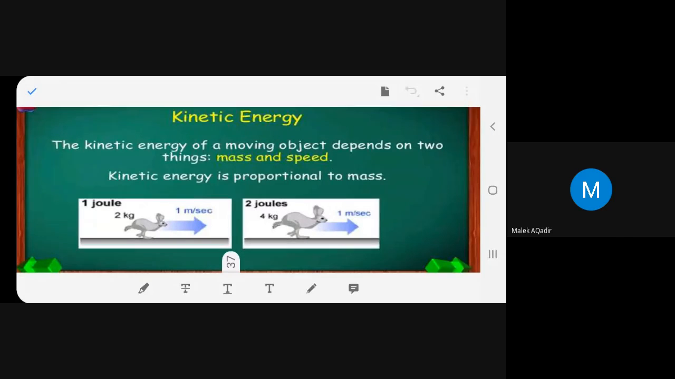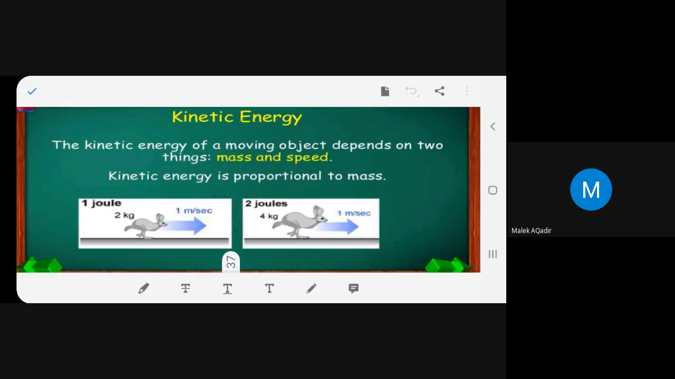The kinetic energy of a moving object depends on two things, mass and speed. Kinetic energy is proportional to mass. 1 joule for 2 kg at 1 meter per second, 2 joules for 4 kg at 1 meter per second. As you increase the weight of the object, now, what is this kangaroo? It looks like a kangaroo. The weight of one kangaroo is 2 kg and the other is 4 kg. What happens? The kinetic energy is doubled.